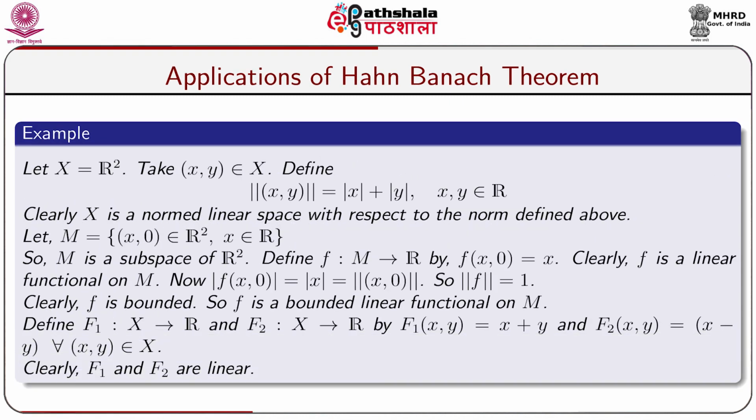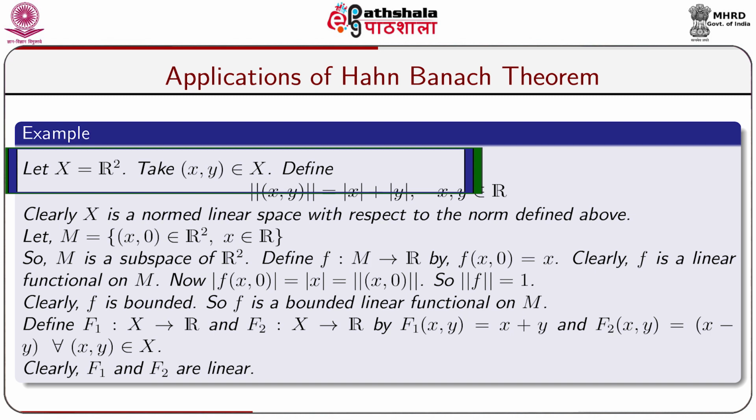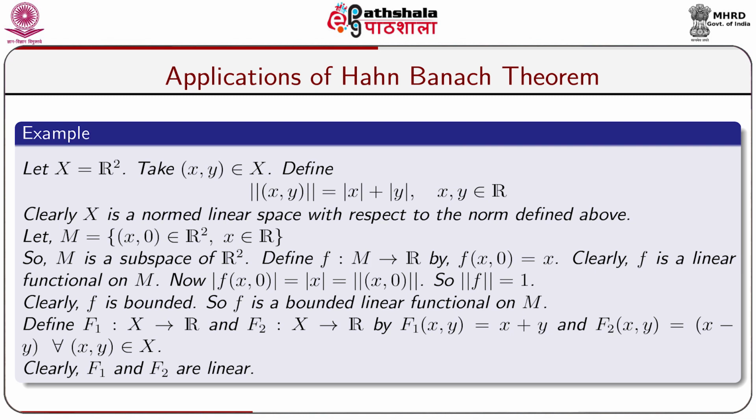Now, here we shall cite an example that the extension of a bounded linear functional is not unique. So, for this we take the underlying space as R2, that is the Euclidean 2-space over the field of reals. So, let us assume that X is equal to R2, take (x, y) belonging to capital X, define norm of the pair (x, y) is equal to modulus of x plus modulus of y, x, y belongs to capital R. It can be easily verified that all the norm axioms as defined above are satisfied, and that is why capital X is a normed linear space with respect to the norm defined above.